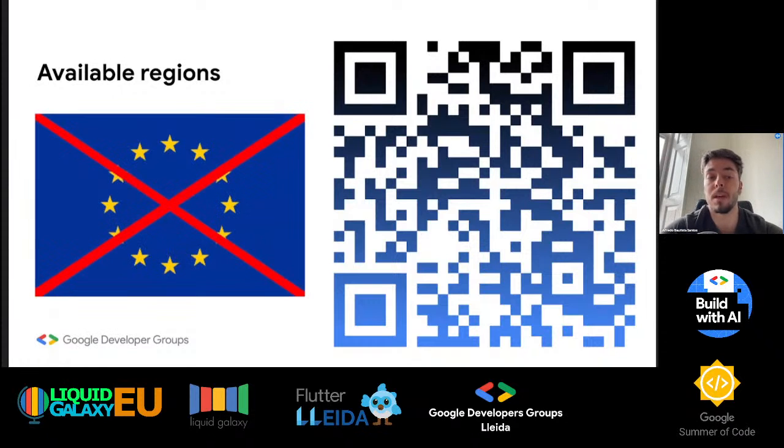But for example, for me, I am in Europe, in this case in the Netherlands, they don't allow us to use it. In Europe, the Gemini API is not available yet. So this is very important. If you are going to use this Gemini SDK, first of all, check if you can use it in your region.